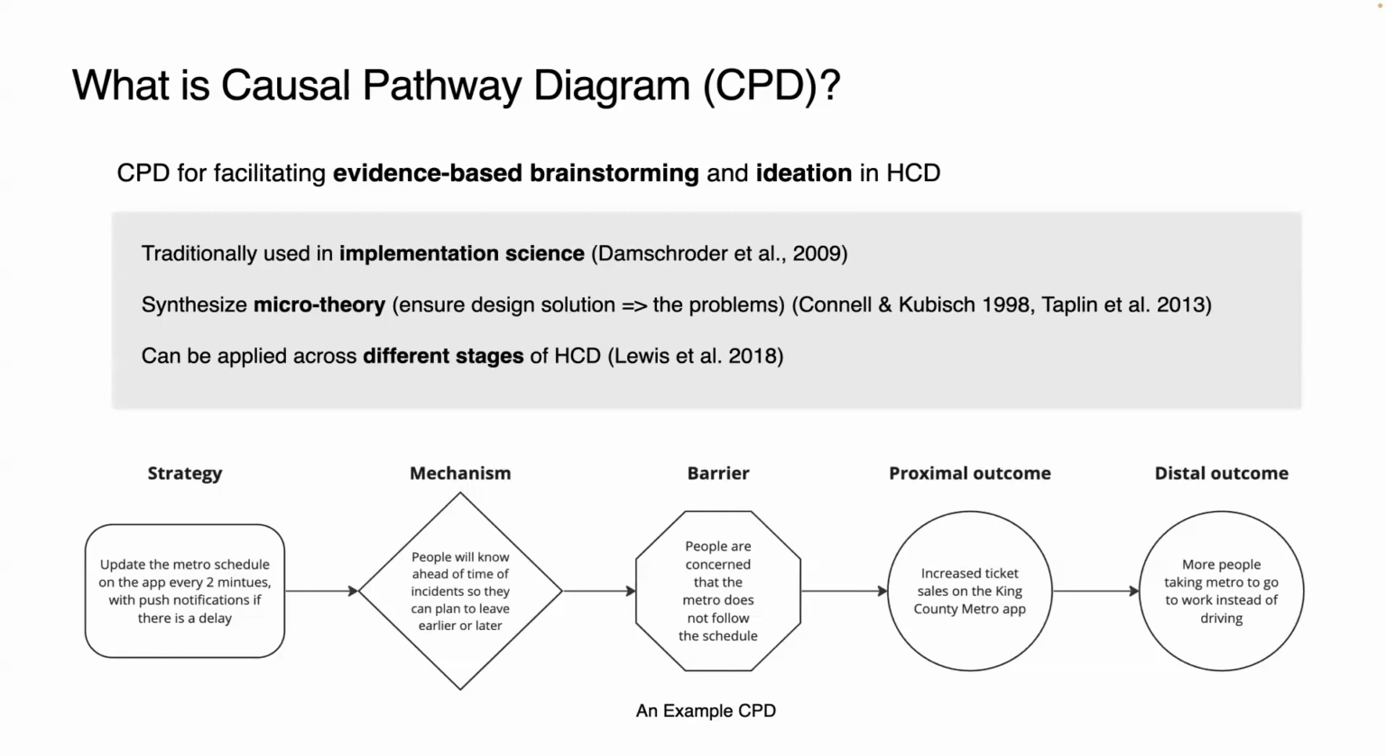CPD contains multiple components, including the strategy, mechanism, barrier, proximal outcome, and distal outcome. These components represent how one would rationalize the way a strategy resolves the design outcome. For instance, if we look at the example here, if we want to achieve the outcome that more people take the metro to go to work instead of driving, the first thing we need to think about is what's the earliest sign of change. One possibility that we fill in as the proximal outcome is increased ticket sales.